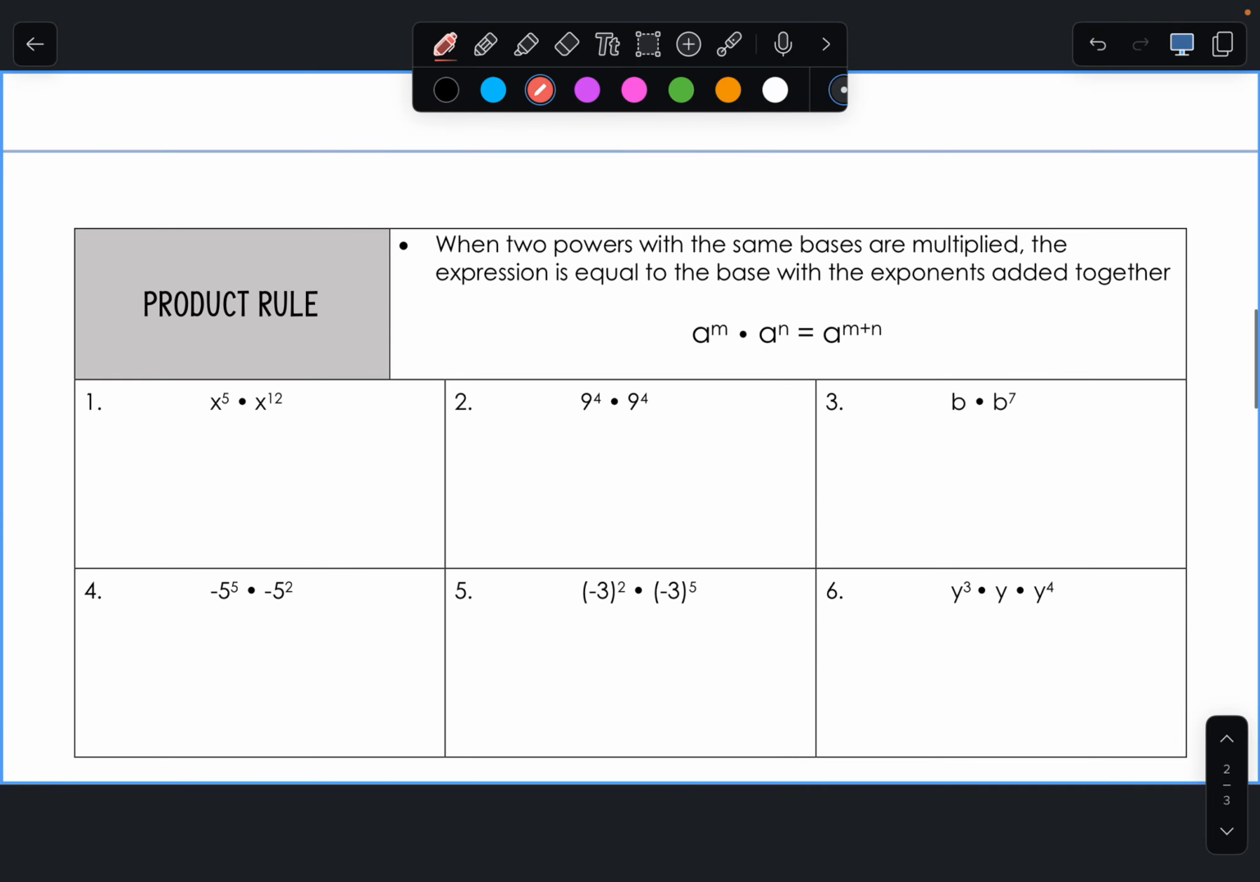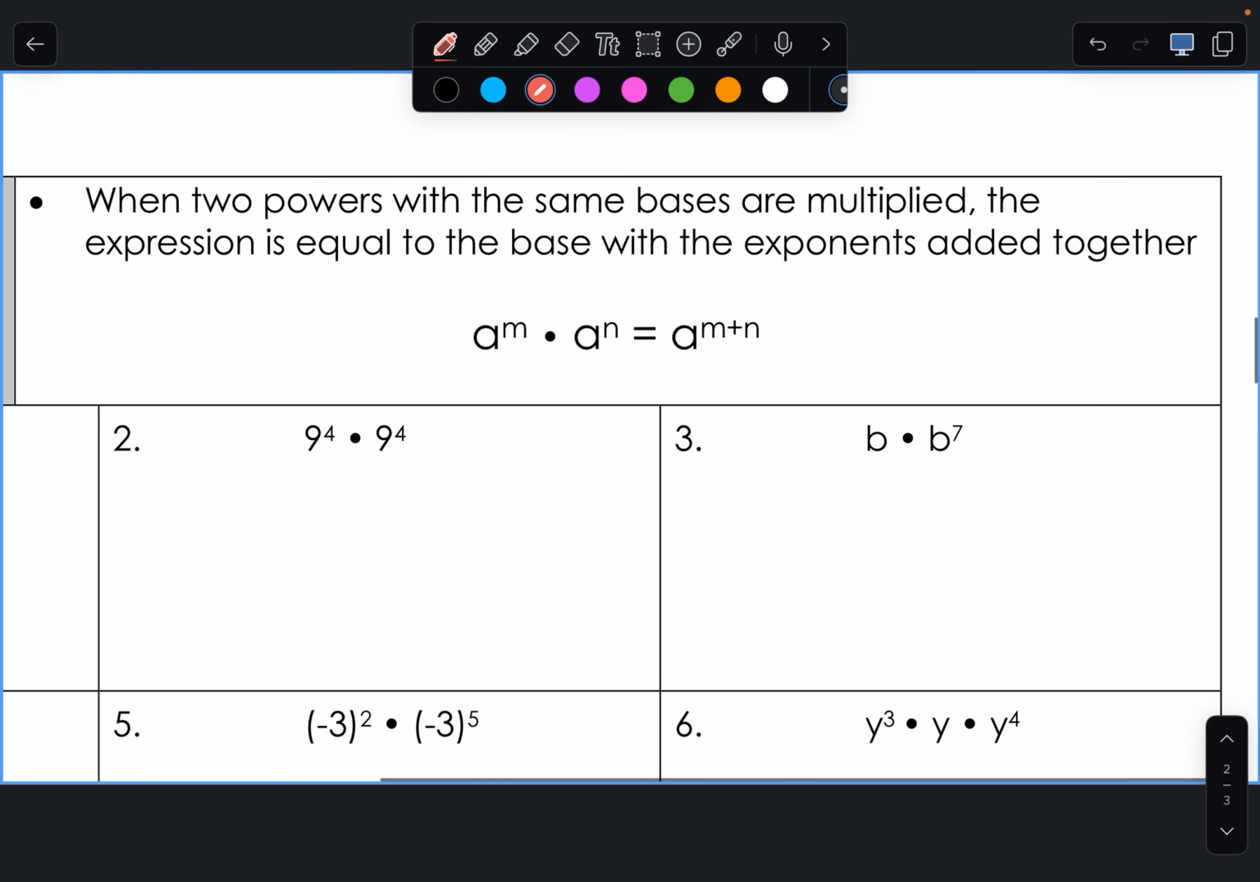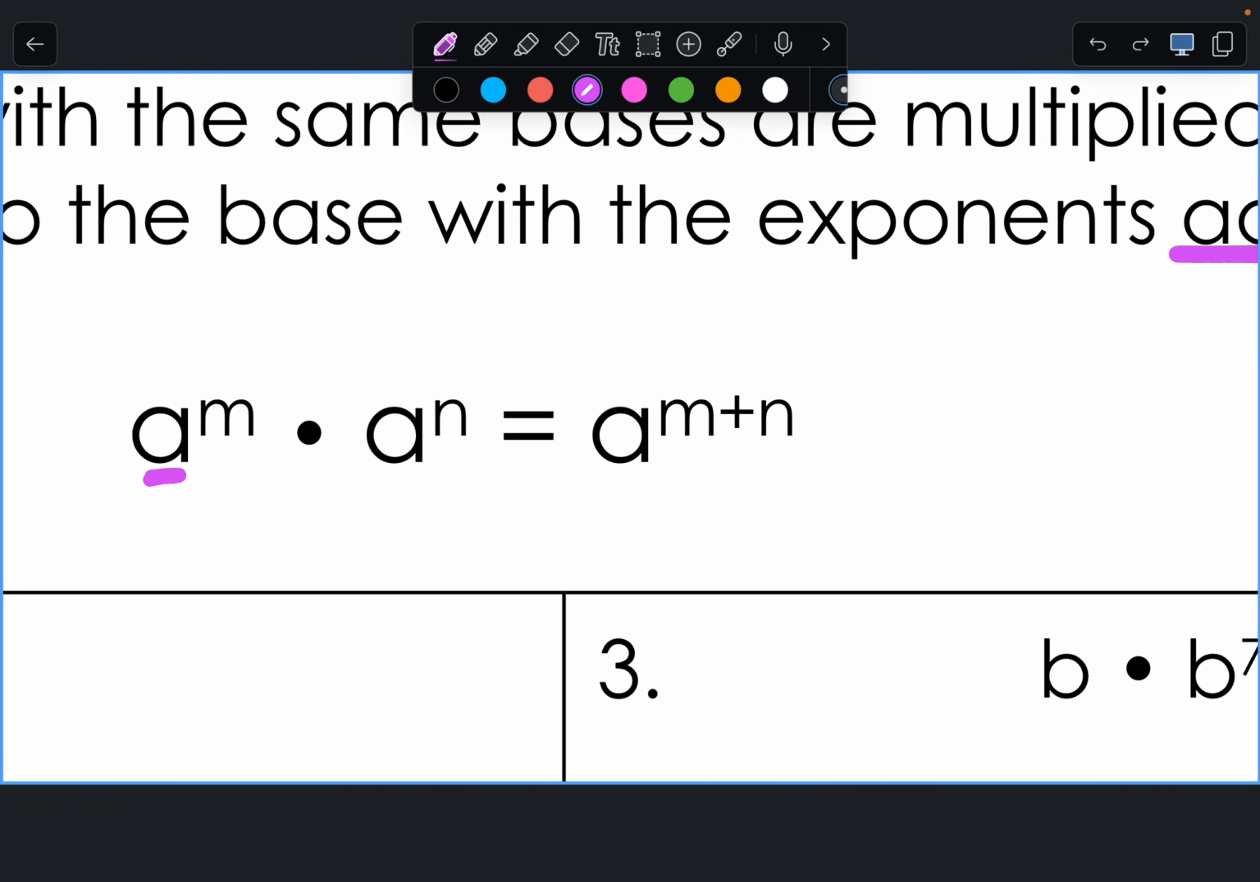So what about number 6? It's confusing. Why? Because it's 3. You're multiplying 3 powers with the same base. What is the base? y. You're adding 3 plus what? 1 plus 4. You get y to the power of 8.